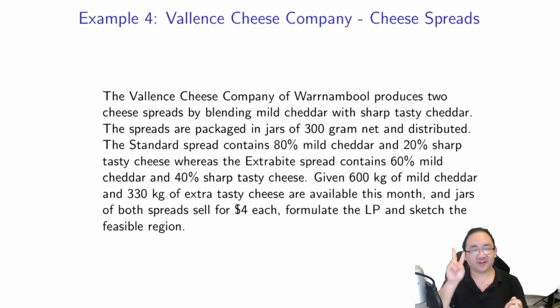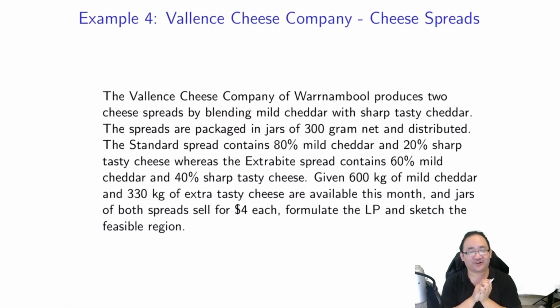2 ingredients, 2 cheese spreads, 2 variables. The spreads are packaged in a jar of 300 grams net and distributed. So that's the 2 different spreads. We got the standard spread, which contains the cheddar and the tasty cheese, and then the Extrabite spread contains 60% of mild cheddar and 40% sharp tasty cheese. And then we've got limits on the amount of mild cheddar and limits on the extra tasty cheese.